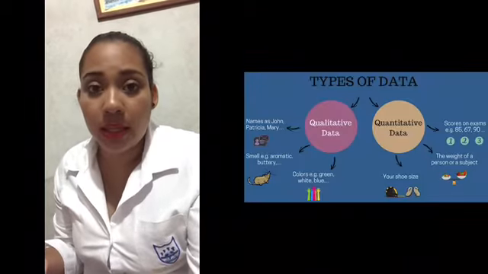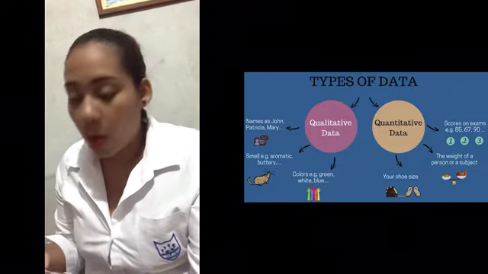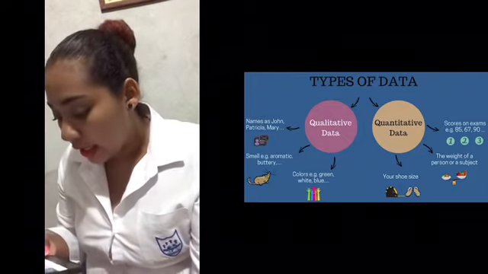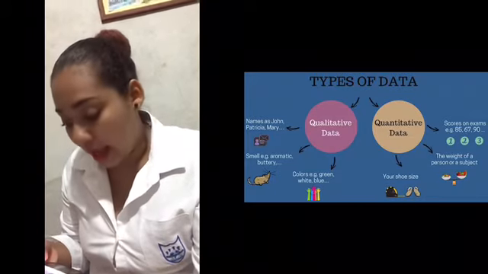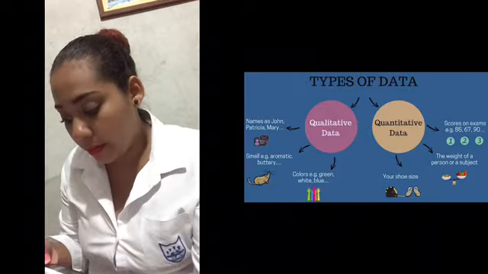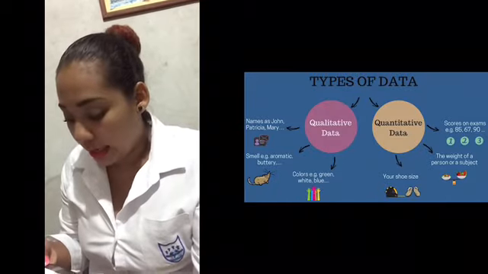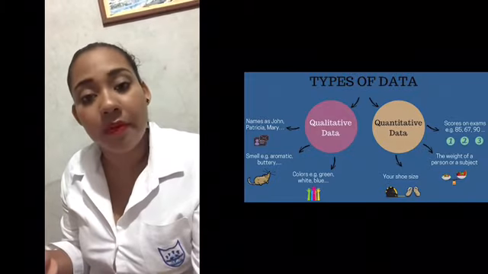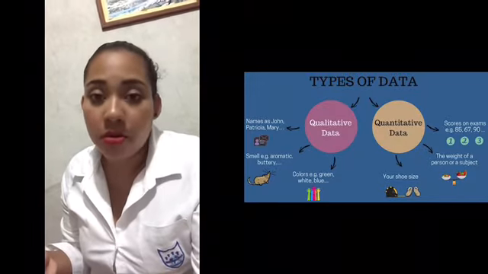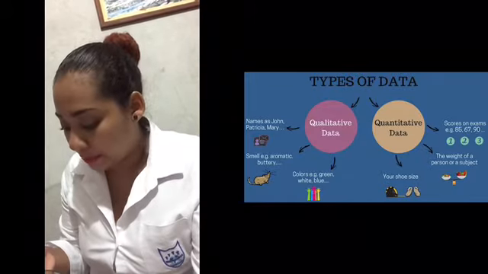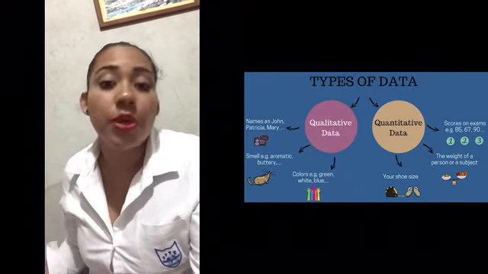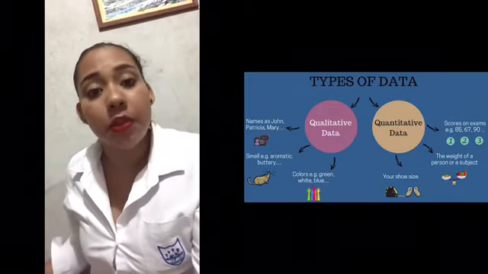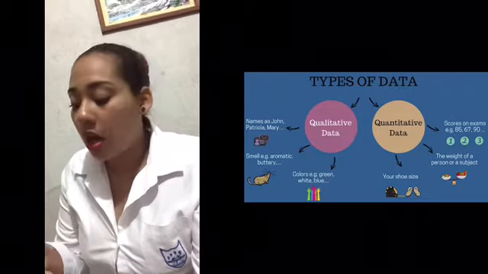The other one says quantitative. Okay, quantitative data is data that can be expressed as a number or can be quantified. Yes, you can count with this type of data. Why? Because this type of data uses numbers or statistics to do specific surveys. Okay, now let's observe this other image.